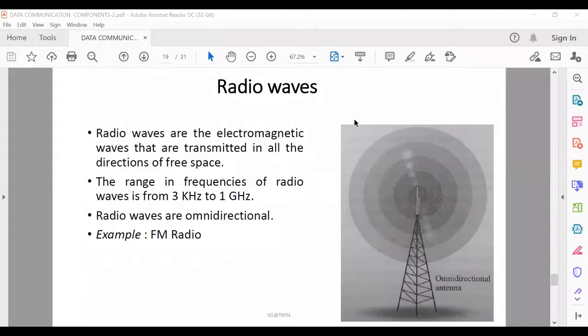So there are certain advantages. It is basically used for very wide area networks and for mobile cellular phones, WAN, wide area network purposes, and it covers a large area and it can penetrate the walls also, and it provides higher transmission rates.